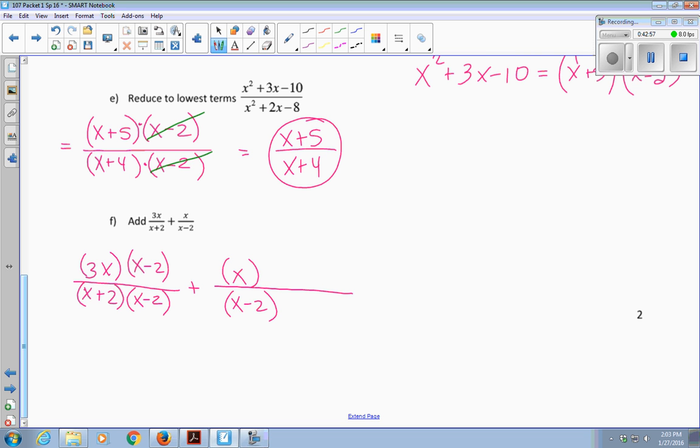So this is what we call a foo-foo, a fancy form of 1. x minus 2 over x minus 2 is just 1. So I have not changed the value of the fraction because I'm just multiplying by 1. A fancy form of 1.